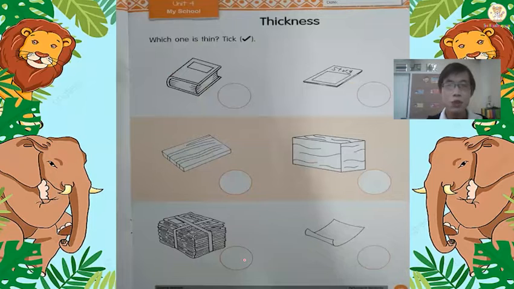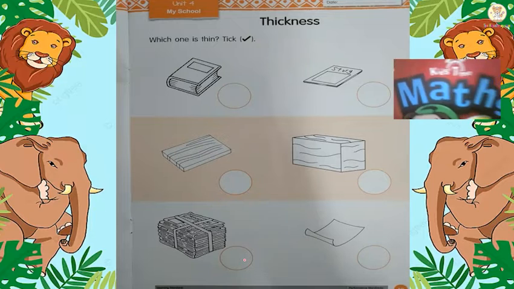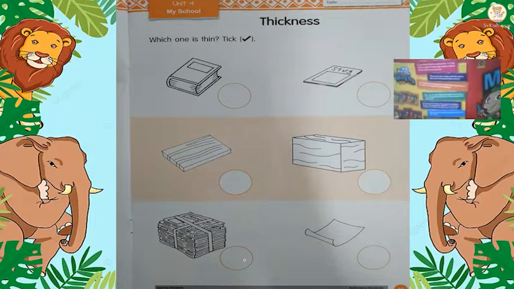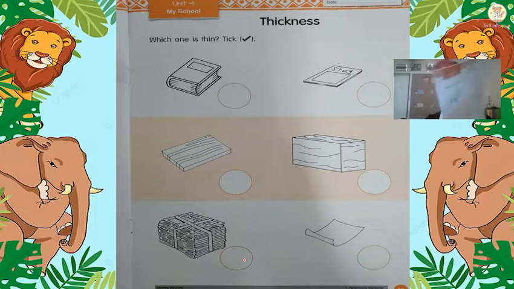Next, after we finish doing the exercise from the orange book, I want all of you to open the red book. Everybody, please open the red book to page 19. We are going to do some more exercise about thickness. Okay, please take a look.